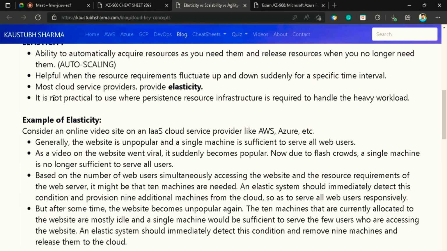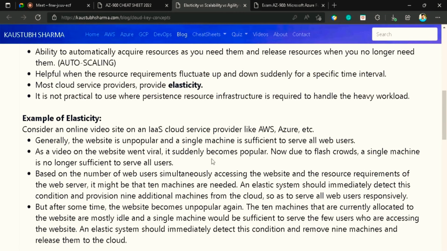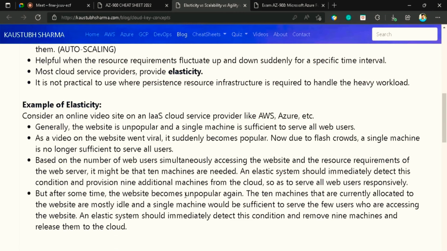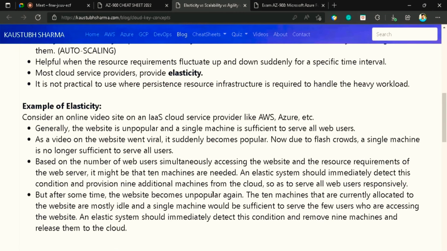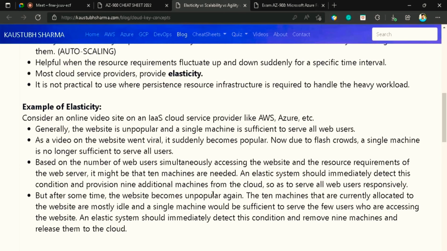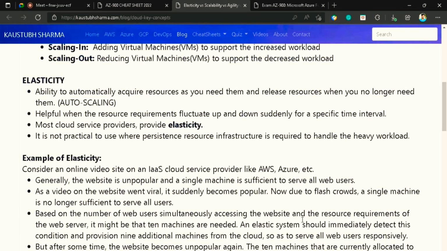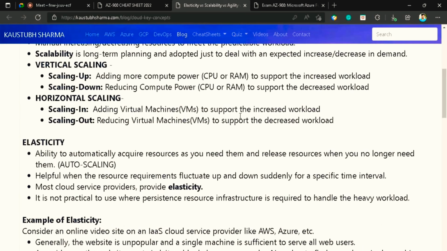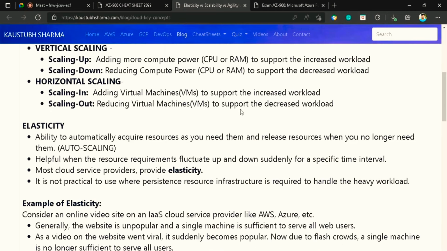And this last line says it is not practical to use where persistent resources are required. Just like in this case, even after becoming unpopular, suppose it still gets some users and now requires 2 machines. For those 2 machines, I have to manually provision them. So it will at least follow the minimum workload.